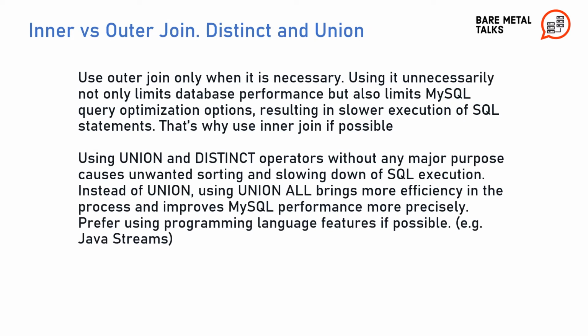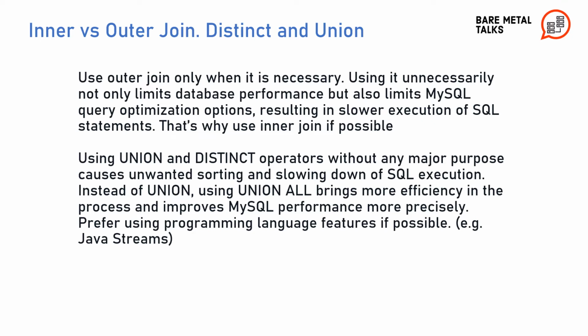Use outer join only when it is necessary. Using it unnecessarily not only limits database performance, but also limits MySQL query optimization options, resulting in slower execution of SQL statements. That's why use inner join if possible. Using union and distinct operators without any major purpose causes unwanted sorting and slows down SQL execution. Instead of union, using union all brings more efficiency and improves MySQL performance more precisely.